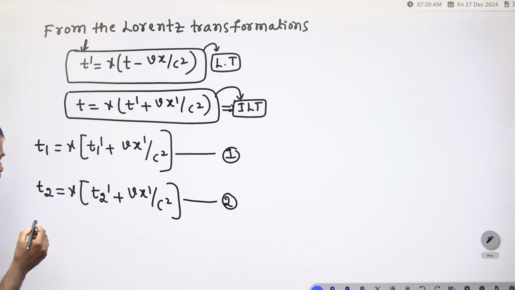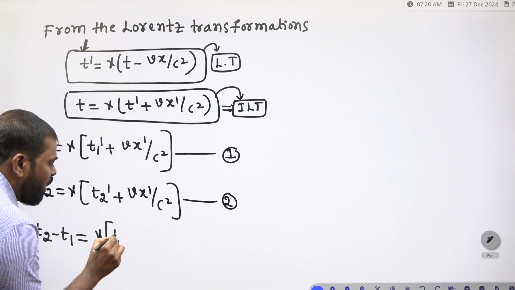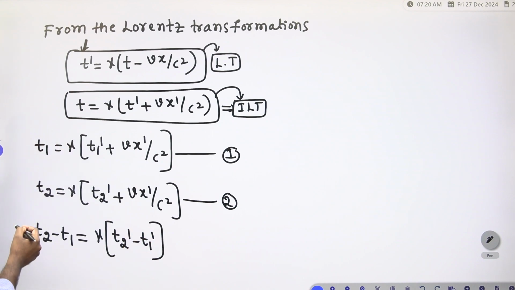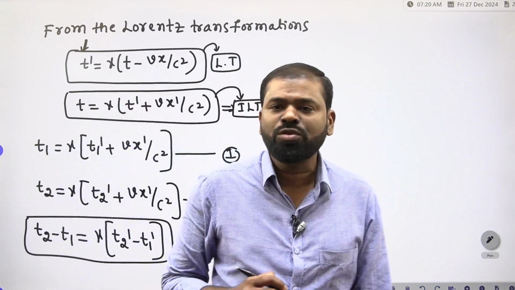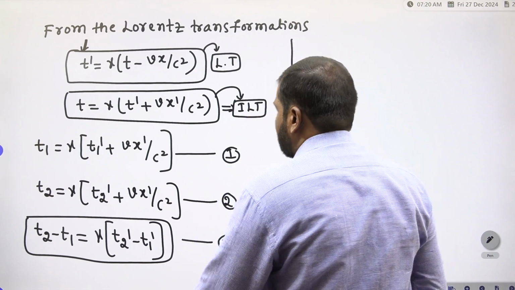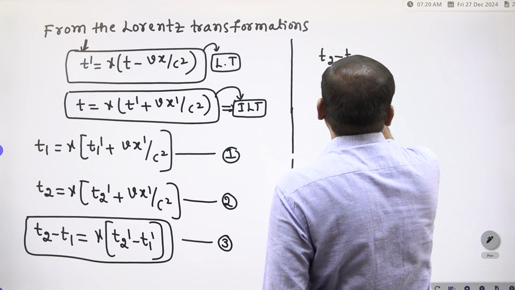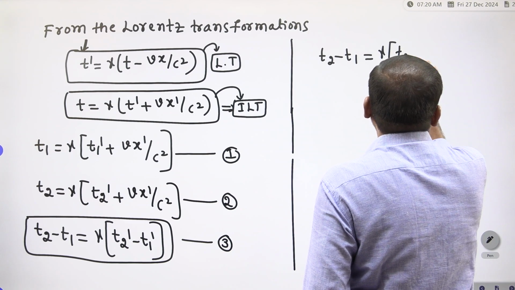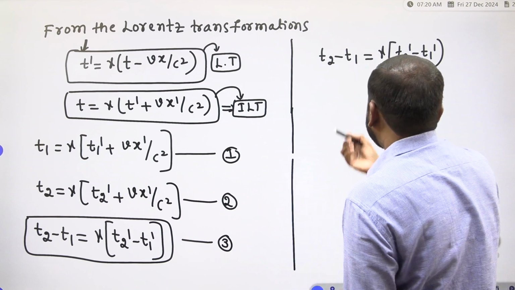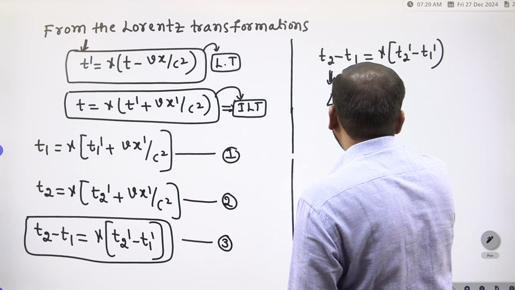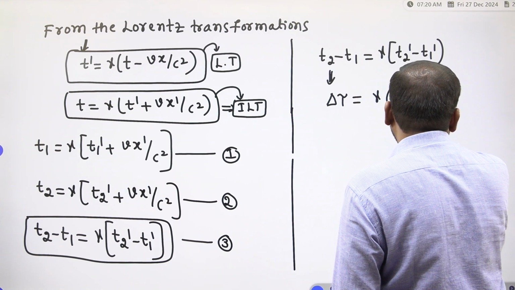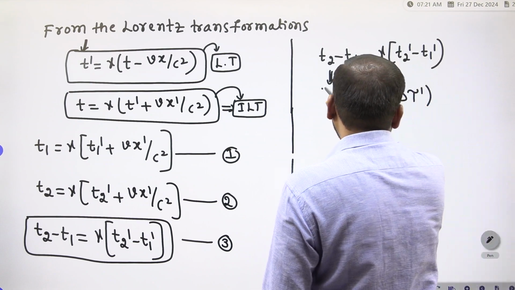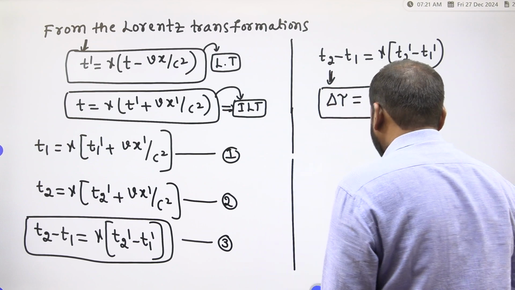Now, T2 minus T1 is equal to gamma into T2 dash minus T1 dash. Take this as equation number 3. Therefore, T2 minus T1 is equal to gamma into T2 dash minus T1 dash. T2 minus T1 we take as delta tau, and T2 dash minus T1 dash is delta tau dash. So, delta tau is equal to gamma into delta tau dash.